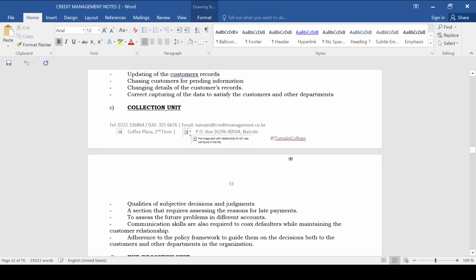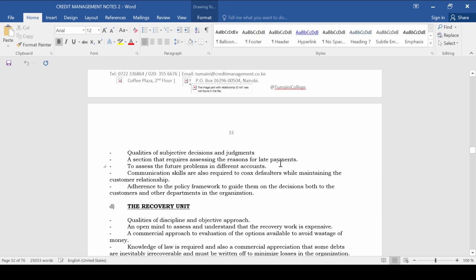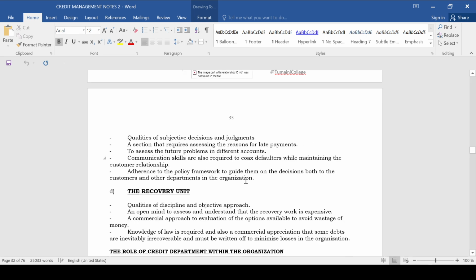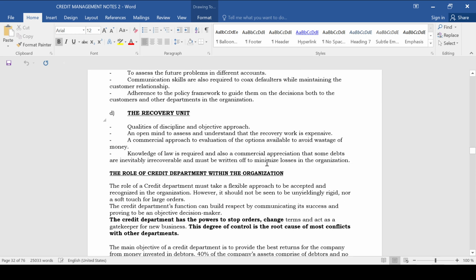Then we have the collection unit. This is now whereby you do what? You are in touch with your customers, following up for collection, ensuring they pay on time. You check and ask, why haven't you paid? So those are the key areas, and that is what normally happens under those sections.